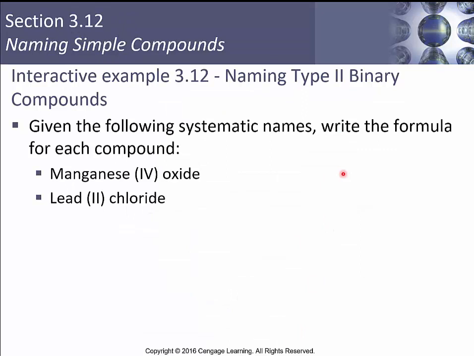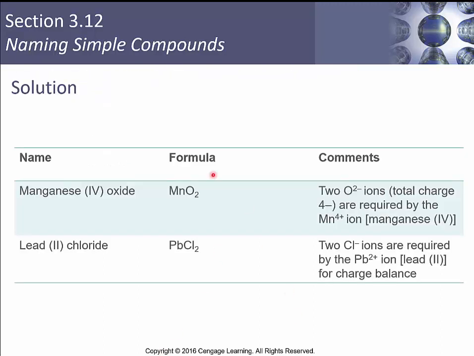If I got manganese(IV) oxide and lead(II) chloride, what would those look like? Well, our manganese(IV) oxide, we've got 2 oxygen ions, -2 charge each, to balance out the +4 charge on the manganese, so it's going to be MnO2. Our lead(II) chloride, it's going to be a +2 charge on the lead. Chloride's always going to be -1, so it'll be PbCl2 to balance that charge.